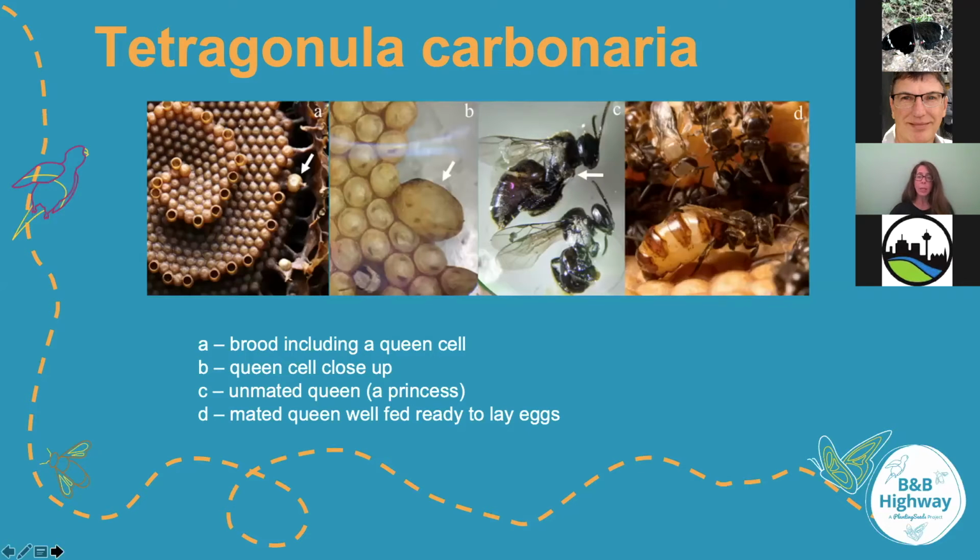In the second one along, the one labeled B with an arrow, we're pointing at a queen cell. So the queen cell will get larger, and from that cell, the queen will be born, or the princess she's called, before she is mated with by the male. So that will be the princess growing up in there. And then on the right-hand side, we can see the mated queen, and she's very well fed, and she's full of eggs ready to lay those.